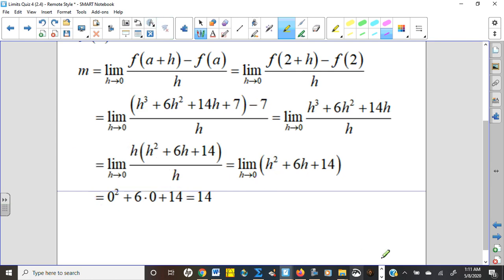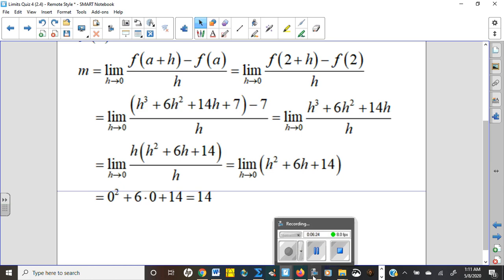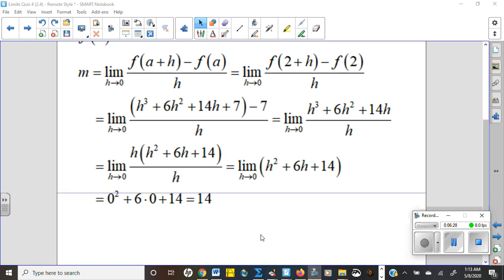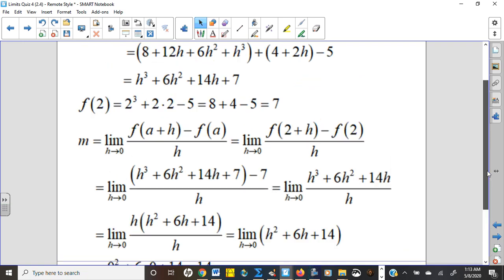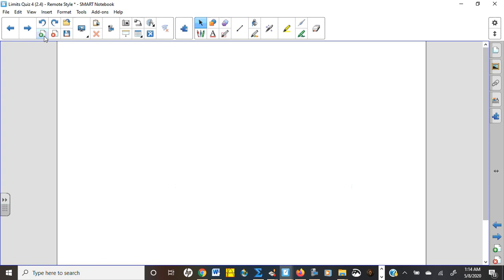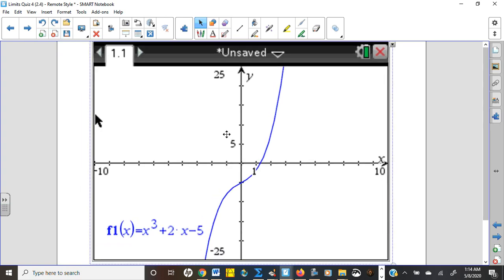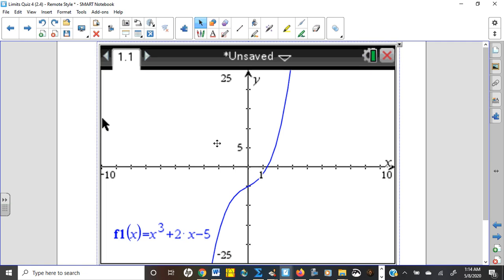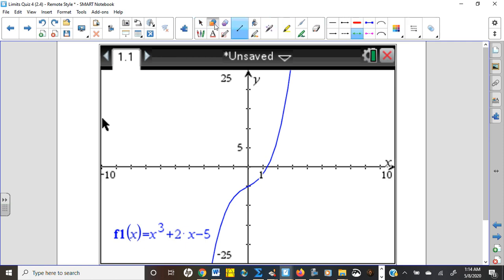I guess we could discuss the implications graphically of what that is really quickly. So why don't we do that? All right. So here's what I did. I went into your TI calculator, or I guess probably more accurately mine, and I graphed our function, x cubed plus 2x minus 5. And it's just a little idea of what we just did.